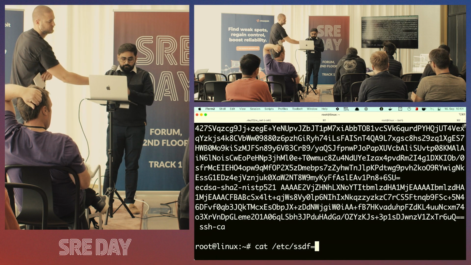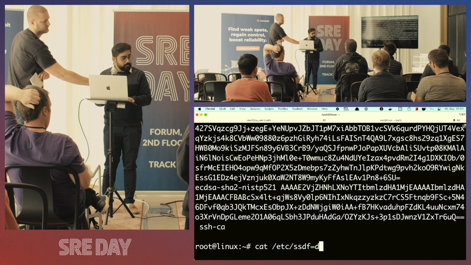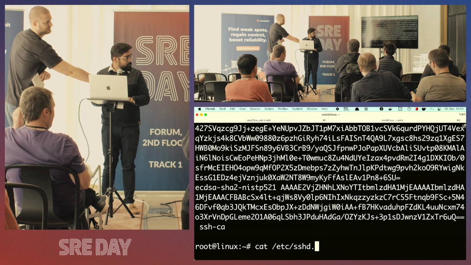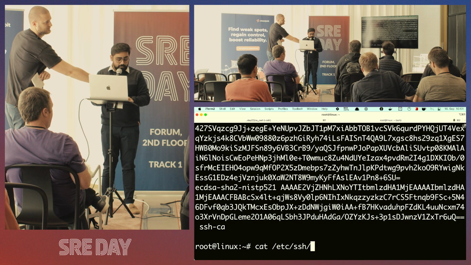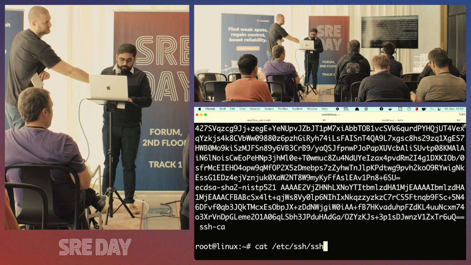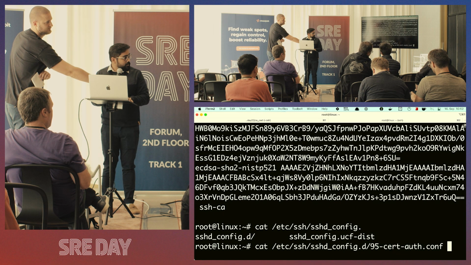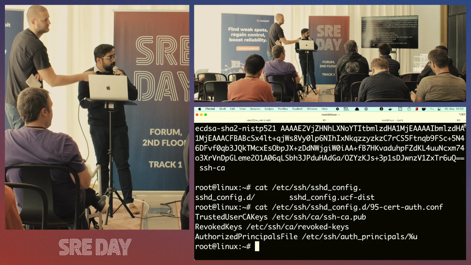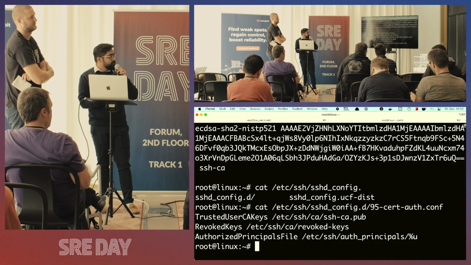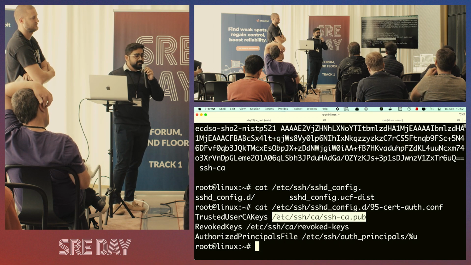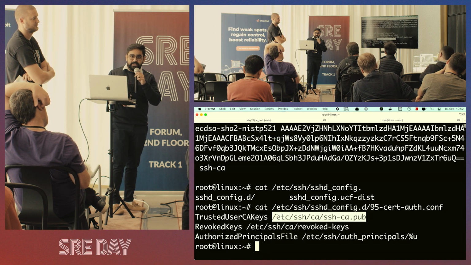SSH config. Oh man, it's hard to see. So you can see I have allowed my certificates to have these public keys, which means in my system I am trusting the public key of my CA.